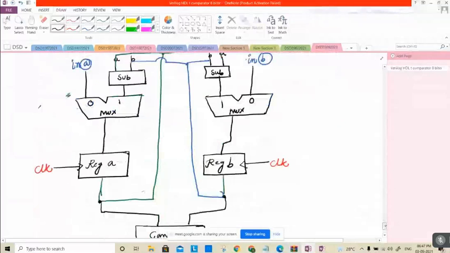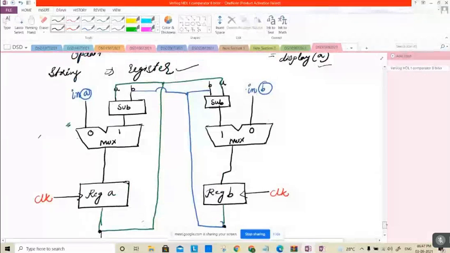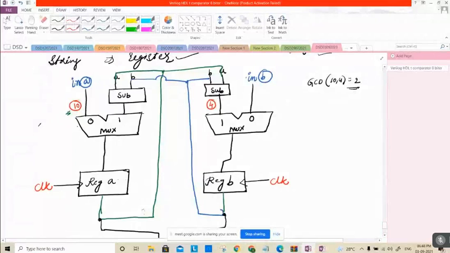Is it okay? Sir, can we enable the subtractor along with the comparator output? Let us do it. Let me explain here. Suppose A is equal to 10 and B is equal to 4. Now what is the answer for this? What will be the GCD value? 2, sir. Right, 2 is the answer. Let us observe what will happen here. Initial values are 10 and 4. This is not the initial value; the initial value is written here.